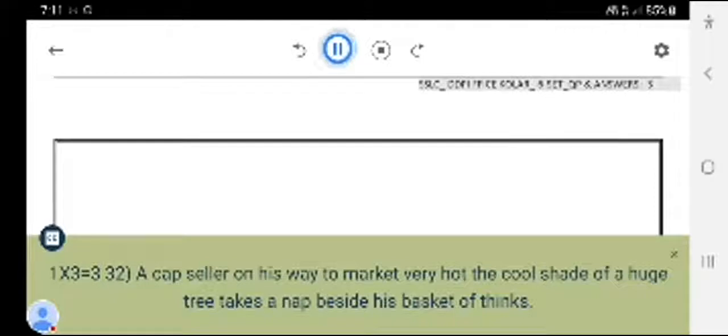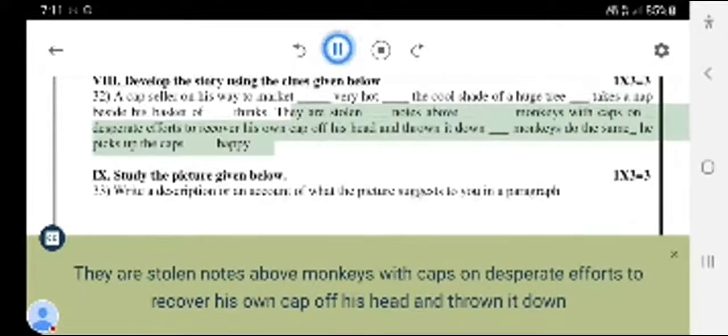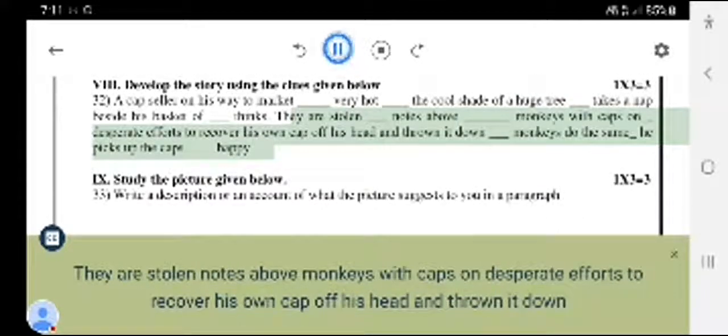1x3 equals 3. A cap seller, on his way to market, feels very hot. In the cool shade of a huge tree he takes a nap beside his basket of things. The caps are stolen. Monkeys with caps on. In desperate efforts to recover, he takes his own cap off his head and throws it down. The monkeys do the same. He picks up the caps, happy.